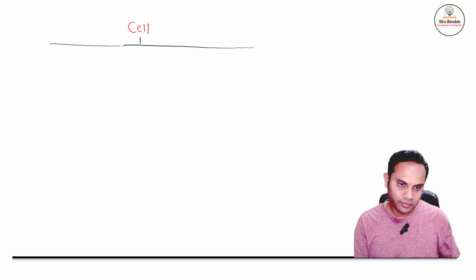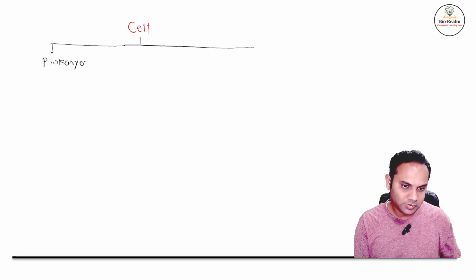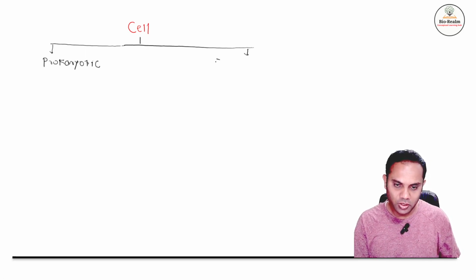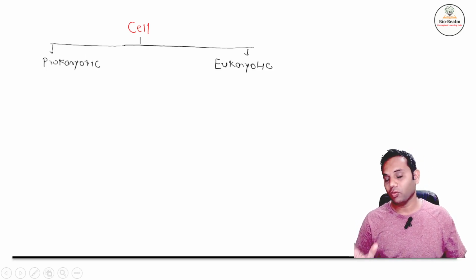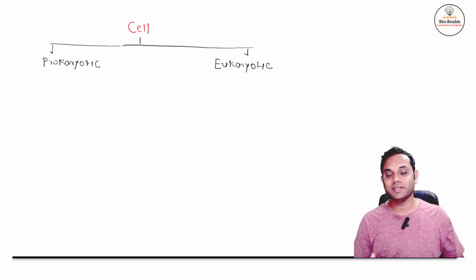Cells may be of two different types. First one is your prokaryotic cell. Another one is your eukaryotic cell. Okay, prokaryotic cell and eukaryotic cell. On what basis is this differentiation there?